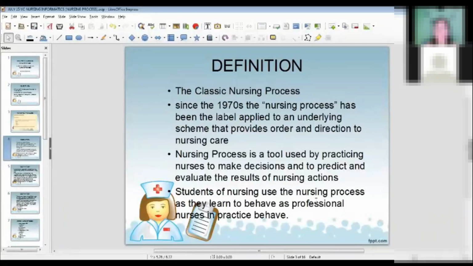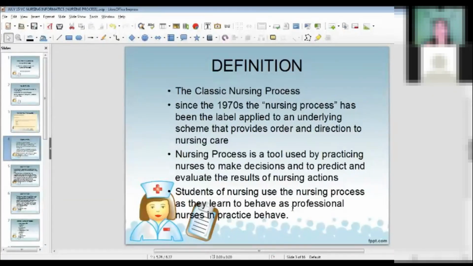The nursing process serves as a tool used by practicing nurses to make decisions and to predict and evaluate the results of nursing actions. Students of nursing use the nursing process as they learn to behave as professional nurses in practice. So how important is this nursing process?